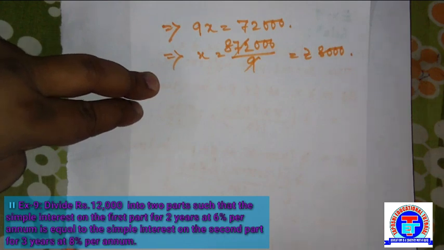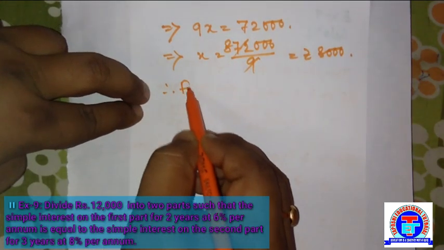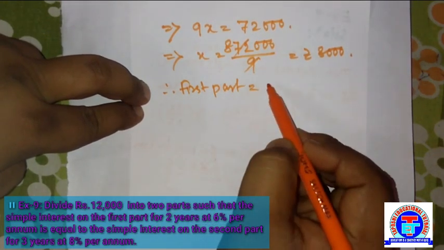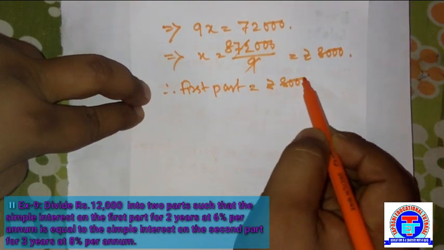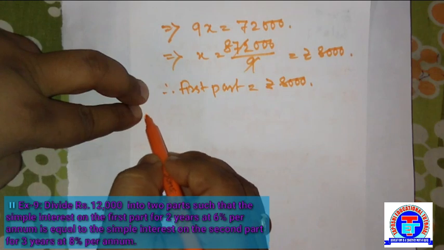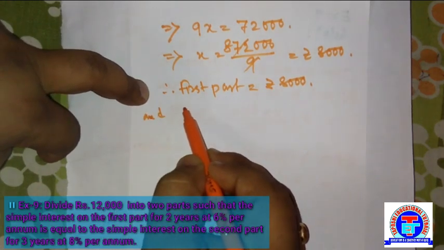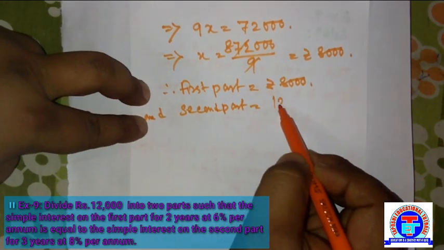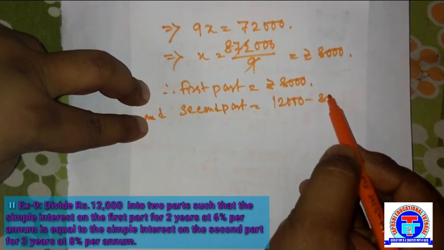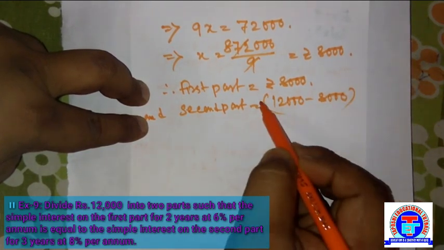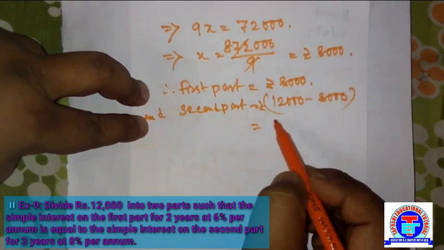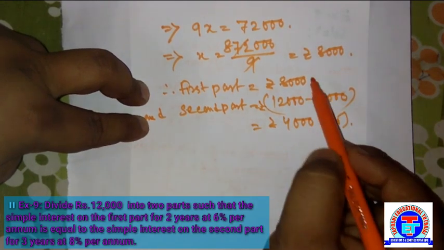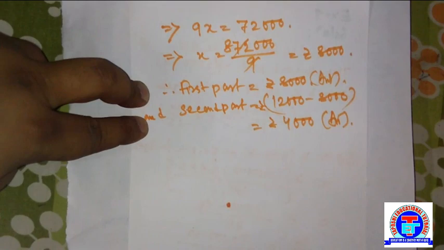So we write here the first part, therefore the first part became rupees 8,000, and the second part became 12,000 minus 8,000. Right, so it will become rupees 4,000. These are the answers. Right, hope you clearly understood.